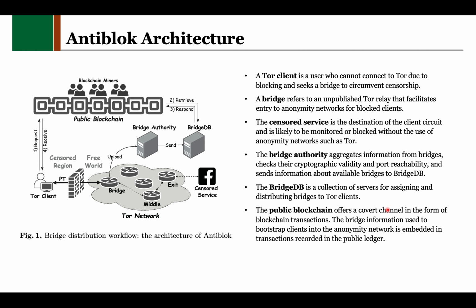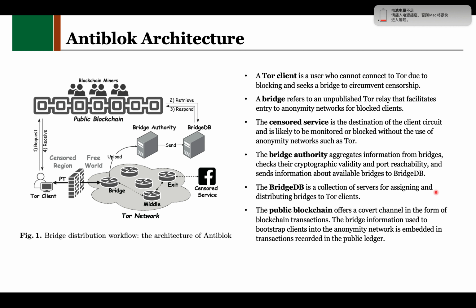And in short, the primary aim of Antiblok is to allow Tor clients inside censored areas to successfully learn available bridges and reliably route their traffic to the destination website via three voluntarily participating public or secret relays while keeping the anonymity of requesting clients.